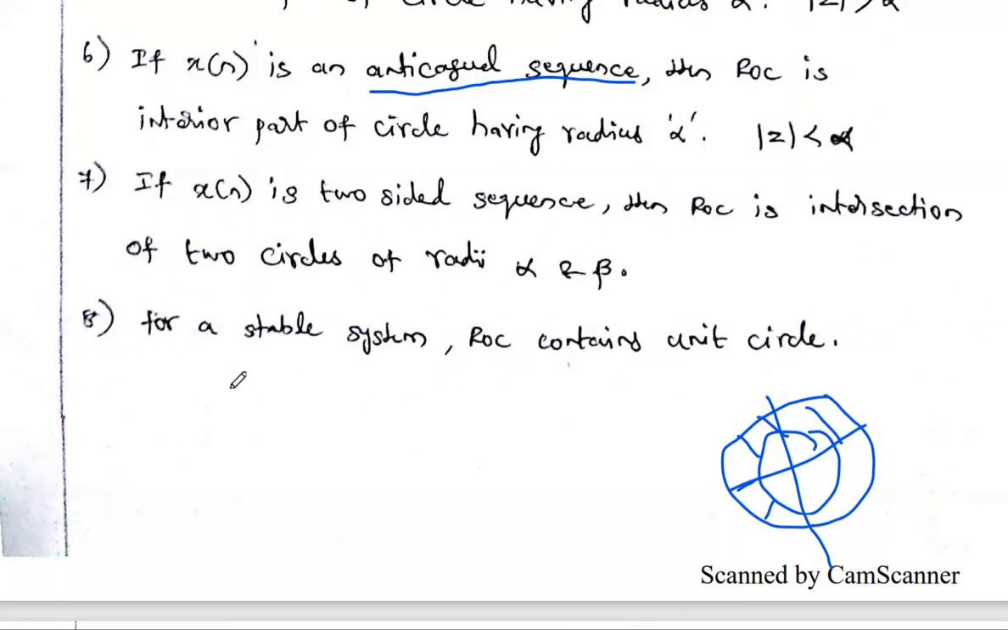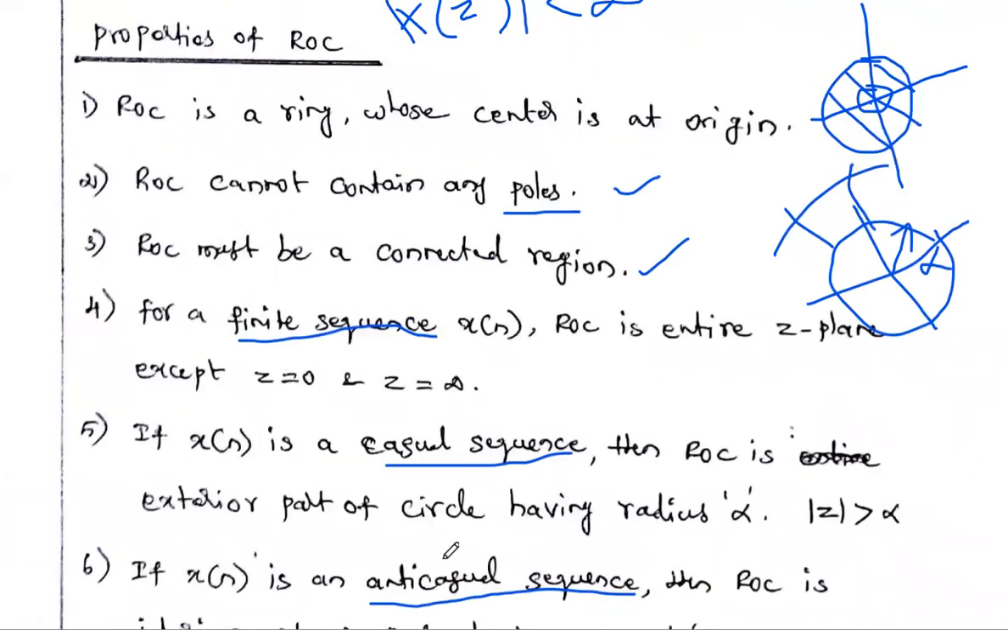And another one: for a stable system, the ROC contains the unit circle. We may use this property in the fifth unit, in order to analyze whether the given system is stable or not, or whether the given system is causal or not. To verify this, we have to use the properties of ROC. For a stable system, the ROC contains the unit circle. What is the unit circle? The circle with radius 1; unit means 1. If the ROC contains it, the system is said to be stable. So these are all the properties of ROC.